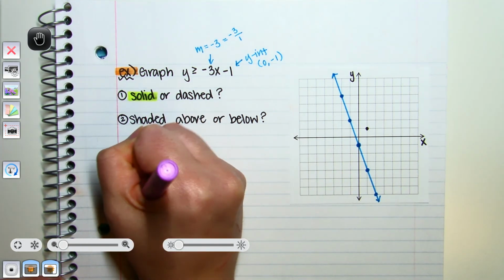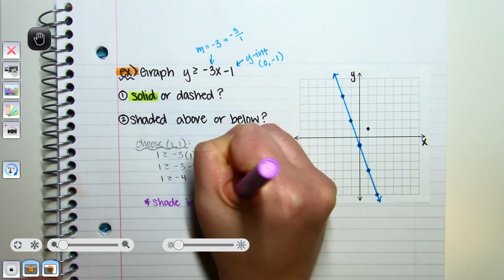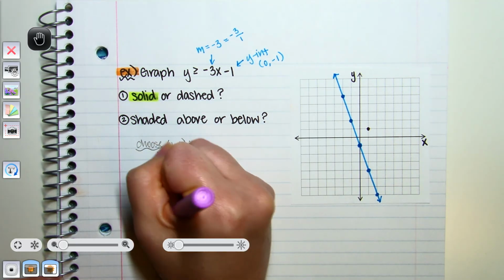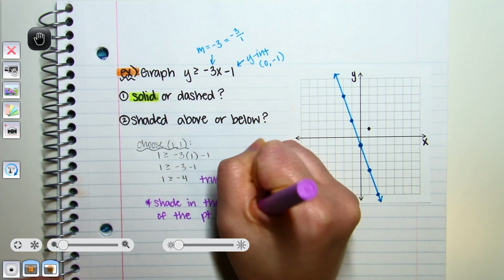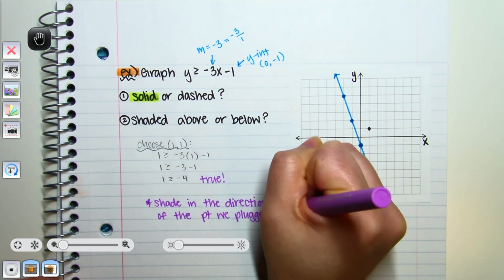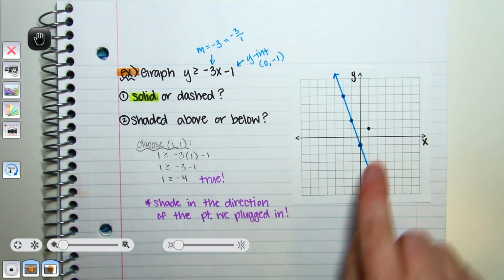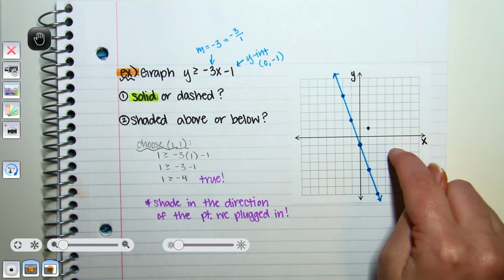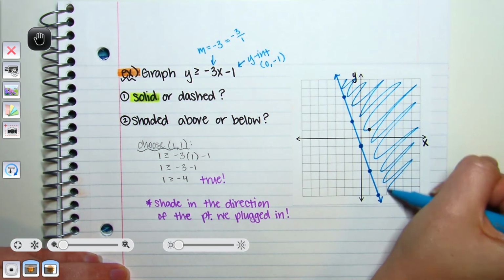So what we are going to do is shade in the direction of the point we plugged in. I abbreviated point as PT. So we plugged in this point here, which means we're going to shade on the side that includes this point. So we are going to shade on this side of the line.